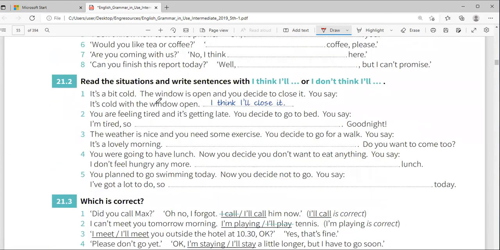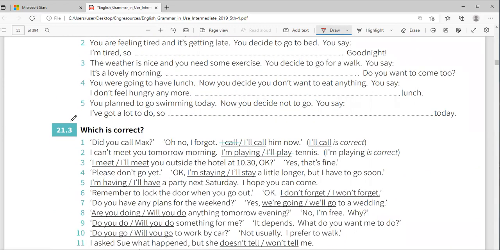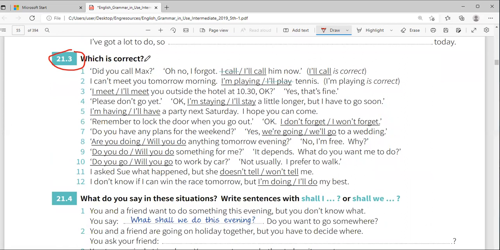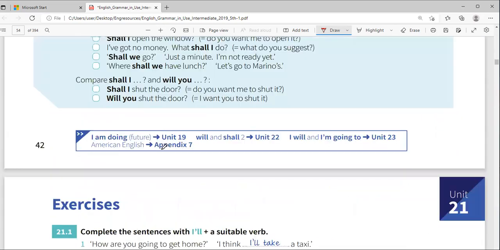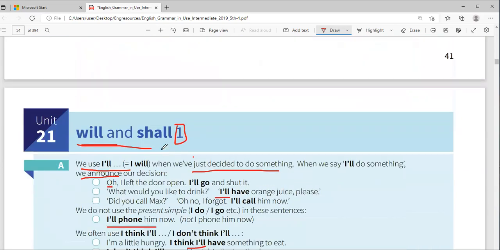So I want us to try this for our homework. 21.3. They're all the same, which is correct. Did you call Max? Oh no, I forgot. So do you say I call him now, or do you say I will call him now? So actually it is I will. This one is the answer. I will call. My book and your book are different.